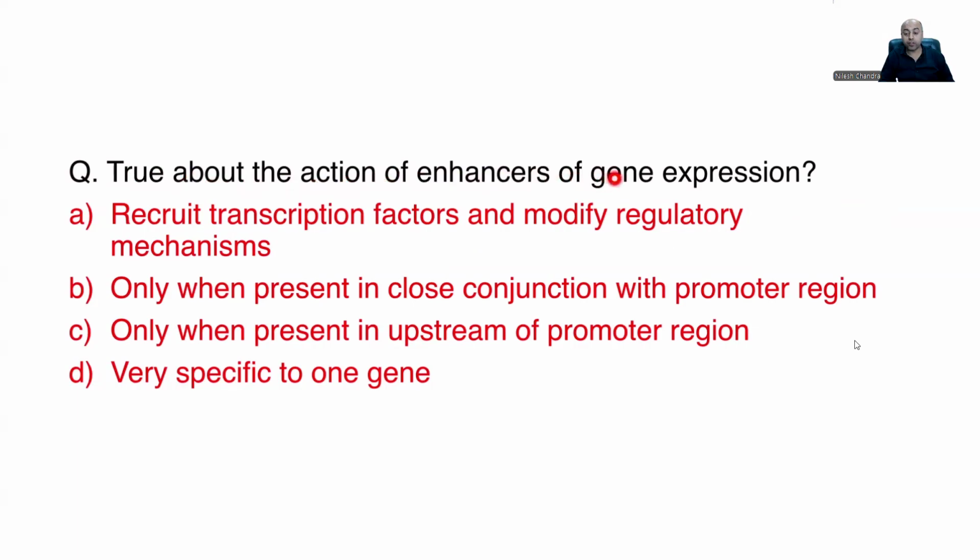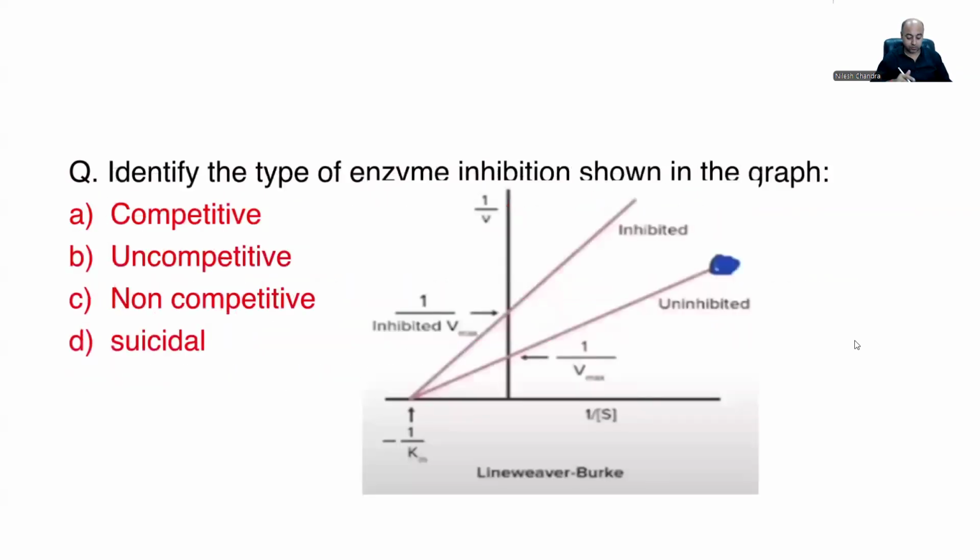True about the action of enhancers of gene expression. Include transcription factors and modify regulatory mechanisms appears to be correct. Only when present in close connection with promoter region they are able to act. This is not correct. Only when present upstream of promoter region, again not correct. Very specific to one gene, not necessary. So here the answer for you becomes A. A is about action of enhancers of gene expression. We'll talk about the regulation of gene expression separately, where we'll also cover the action of the enhancers.